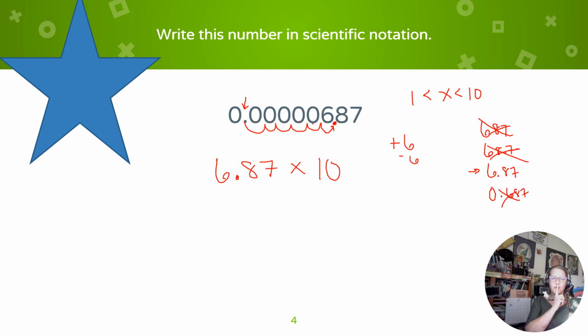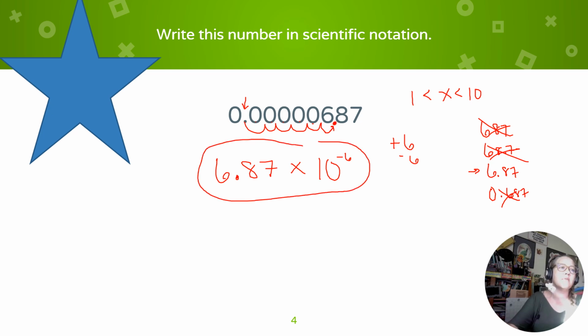Give me a second to mull over that one. Now there's a couple things you could do here. You could recognize that we are moving our decimal to the right. That would make it negative. You can also recognize that we're creating a scientific notation for a little tiny baby number. It's a tiny decimal. If it's a tiny decimal, we're taking a negative exponent. So negative 6 is the only logical choice here. And then don't forget to circle your answer. Make your teacher happy.